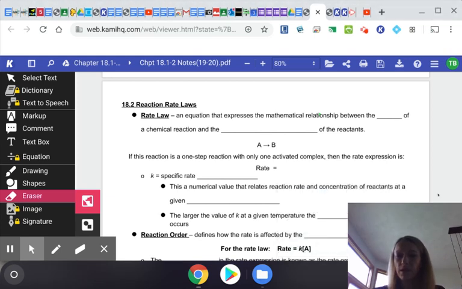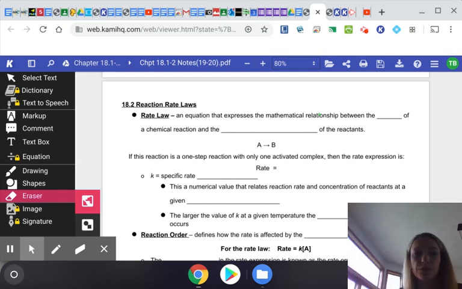Hello, ladies and gentlemen. I am going to go through the reaction rate law notes with you. I just want to make sure we're understanding this, and hopefully this will help you if you're not getting it from the help sessions or the other video that I posted.